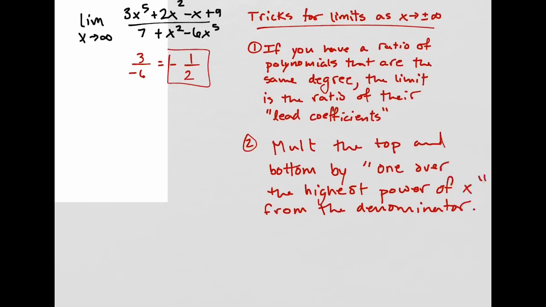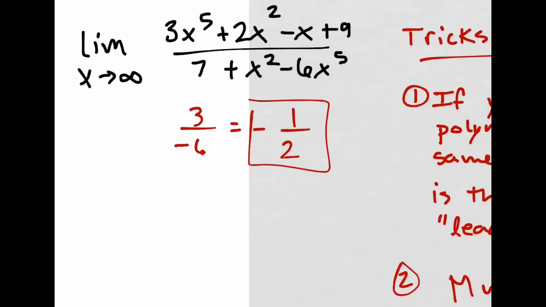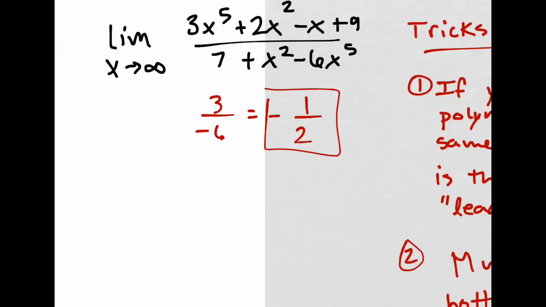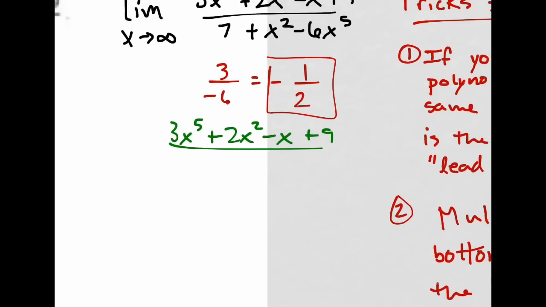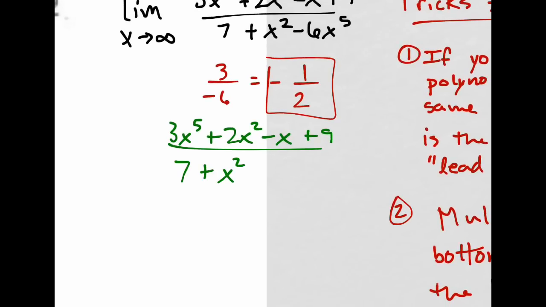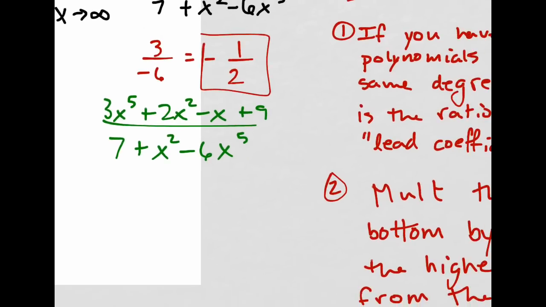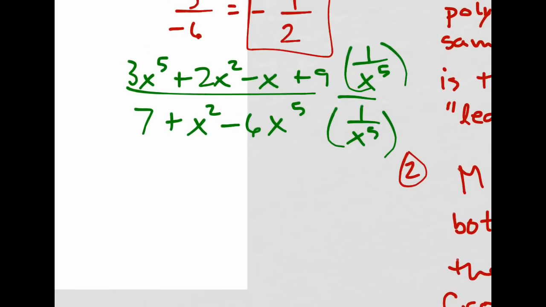All right. Let's see what is the highest power of x from the denominator. That's x to the 5th. So I'll rewrite this in green: 3x to the 5th plus 2x squared minus x plus 9, divided by 7 plus x squared minus 6x to the 5th. Now I'm going to multiply the top and bottom by 1 over x to the 5th, because that's the highest power of x. If I do it in the top and bottom, then really I'm multiplying by just 1, so I don't really change anything.